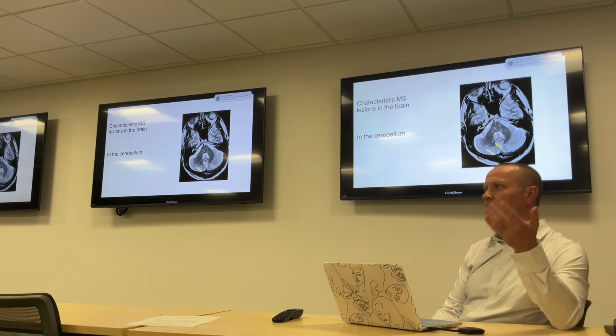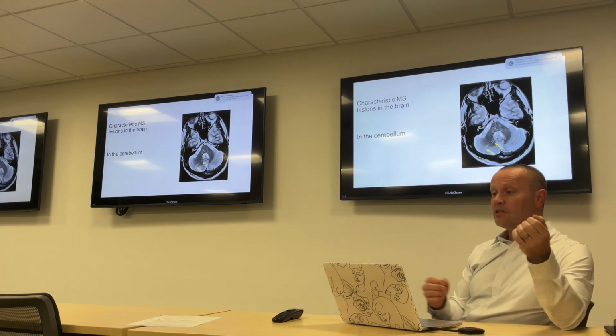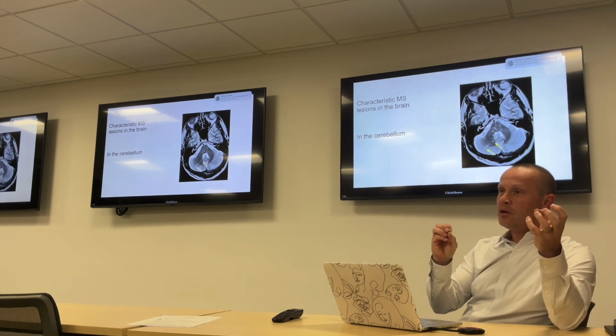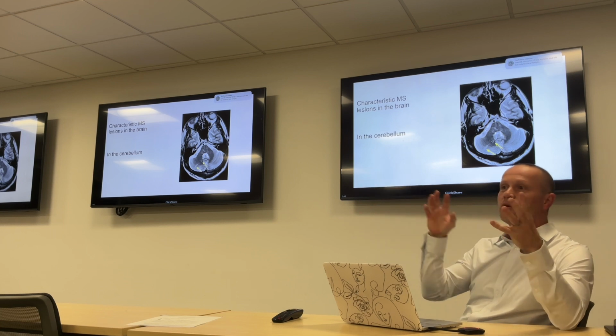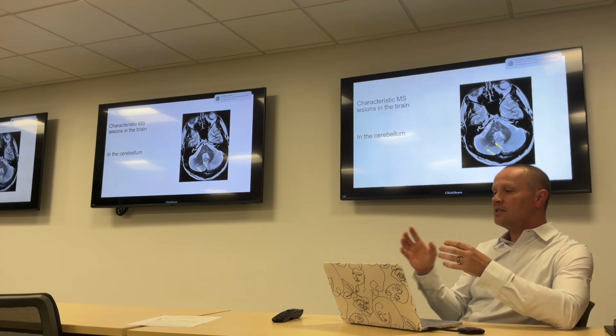They always talk about MS lesions being dispersed in time and space. So when you see new lesions coming up and old lesions getting smaller, they show up on the left side of the brain, then they show up on the right side of the brain. That's what they're talking about, this dispersal in space and time.